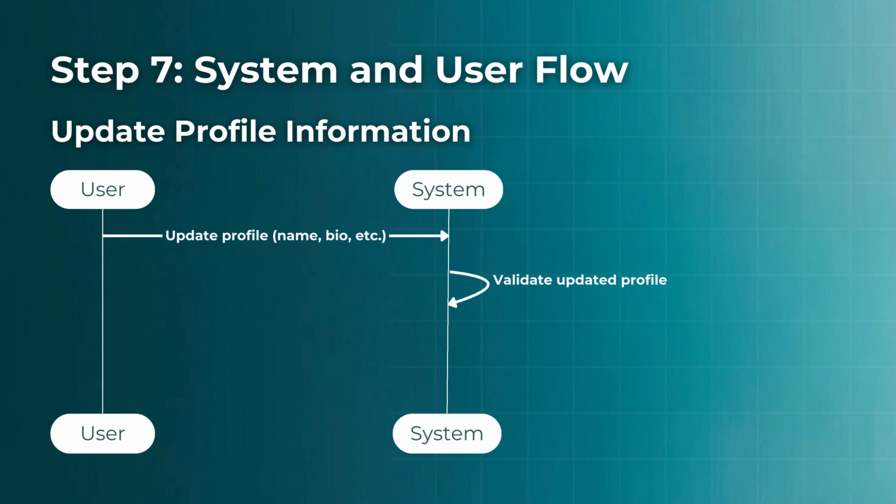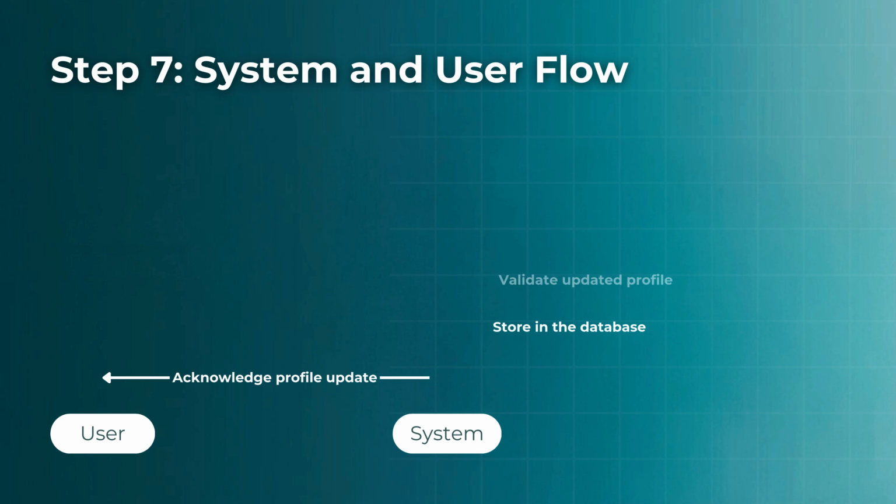The system validates the updates. It ensures that the new profile information is in the right format. No invalid emails or oversized profile pictures slipping through. If everything looks good, the system securely stores the updated information in the database. Finally, the system updates the user's profile page with the fresh data, so the changes are reflected immediately.